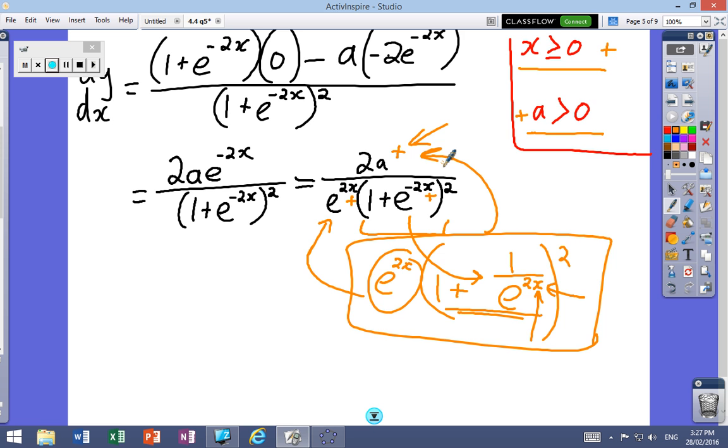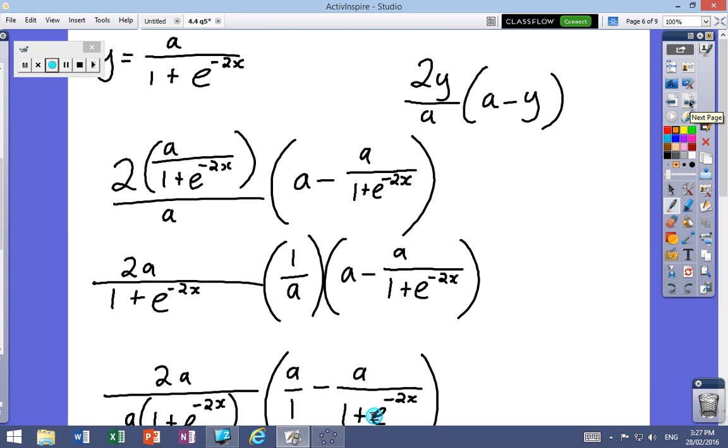Okay, next. Alrighty, what do we got here? Oh, this is a special part, this one. This says, find 2y on a outside of a minus y. This is a lot of cheeky algebra. That's what it is, really. More than anything else, it's just cheeky algebra.